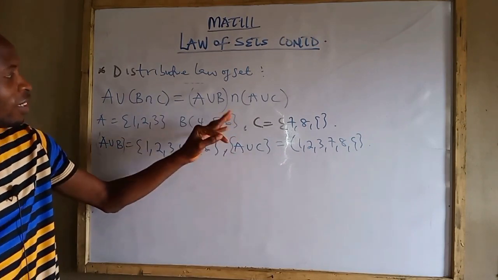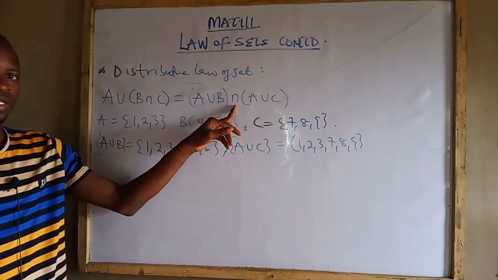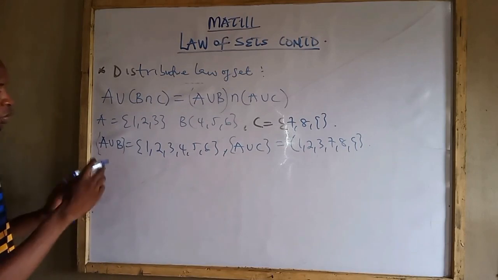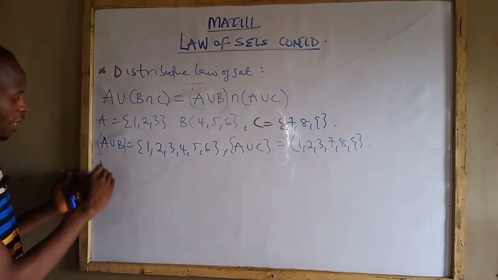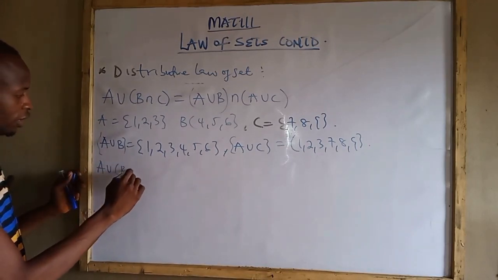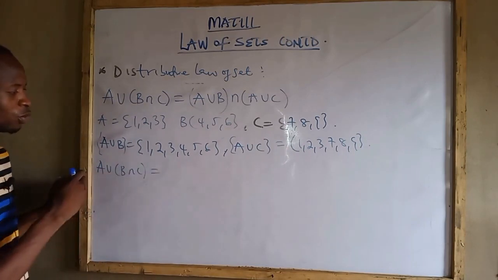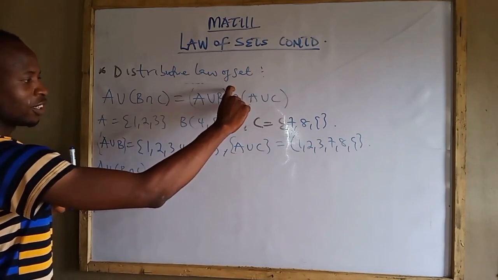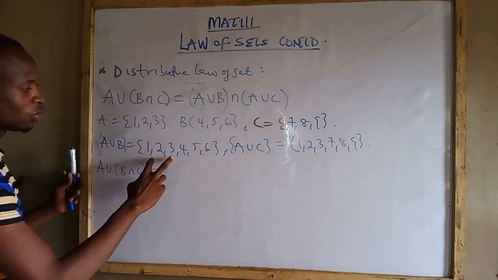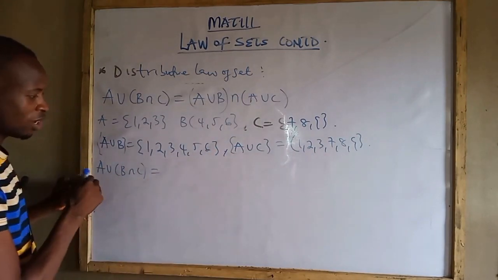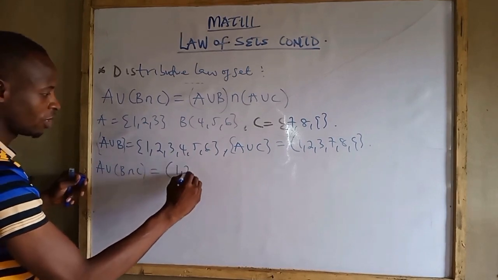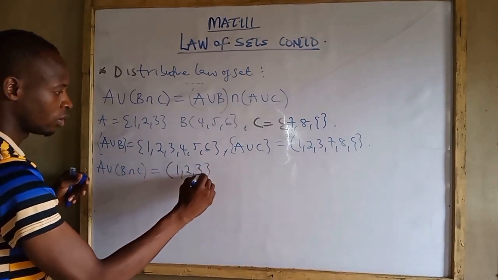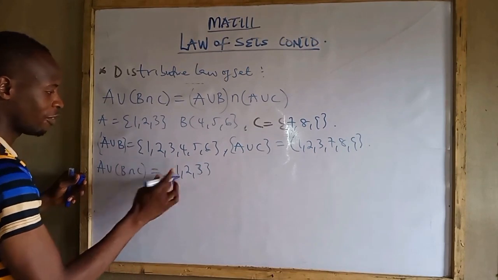So the law here is I'm finding out their intersection. What is common to A union B? That means our A union B intersection C will now be equal to what is common to A union B and what is common to A union C. That's the meaning of this intersection. What's common to A union B is 1, 2, 3 and also 1, 2, 3. So I will have the answer to be 1, 2, 3, which is my final answer.